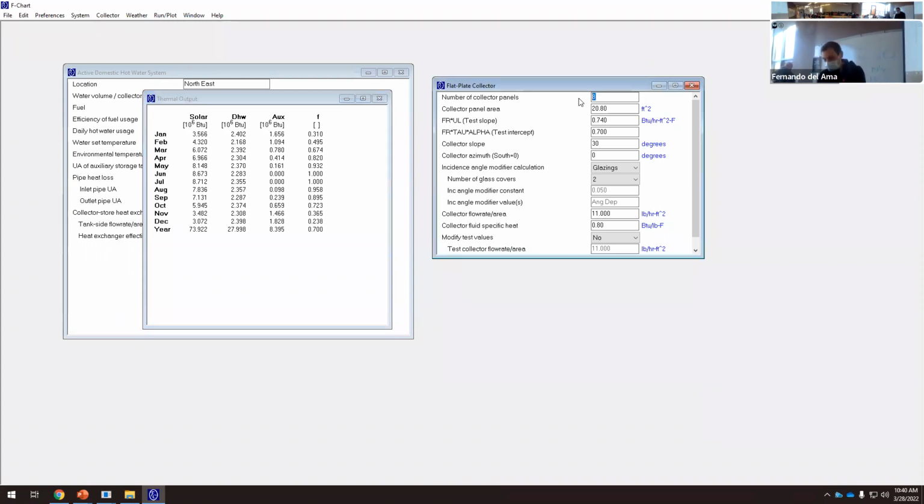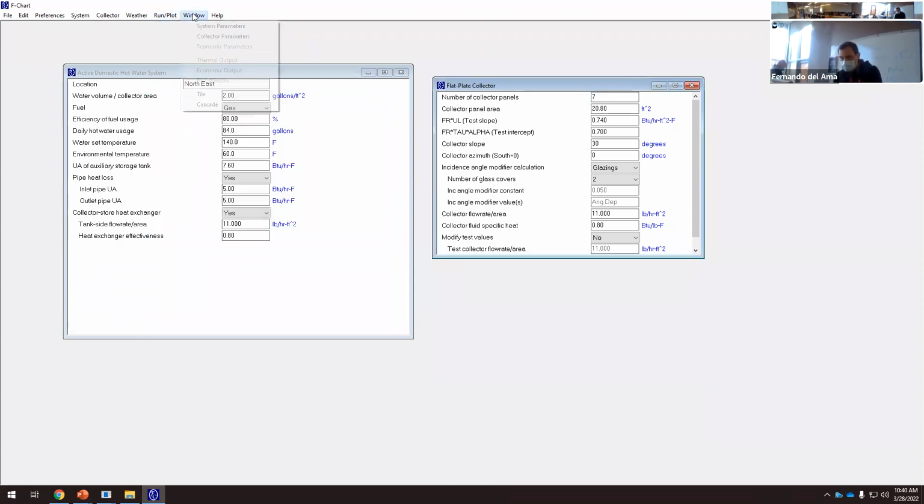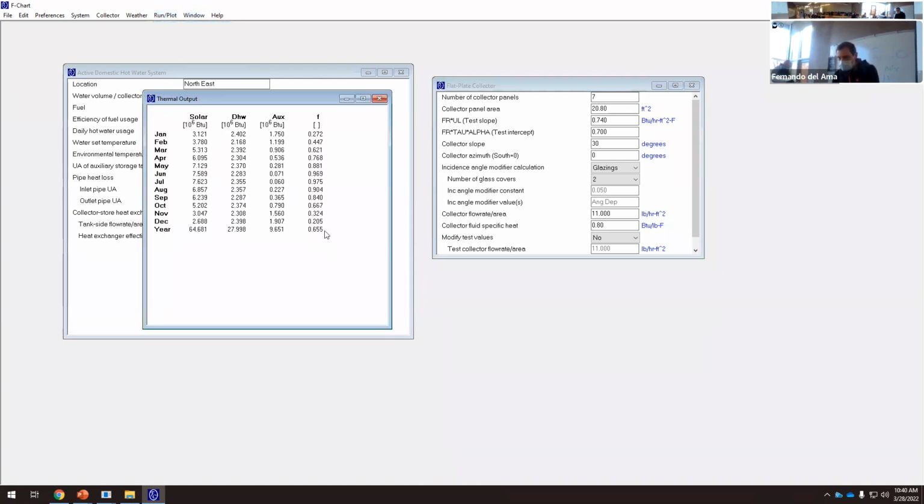So I would choose between 7 and 8. Okay, with 7 we don't get to 1, so I think 8 would be enough. Okay, so 8 will work well.